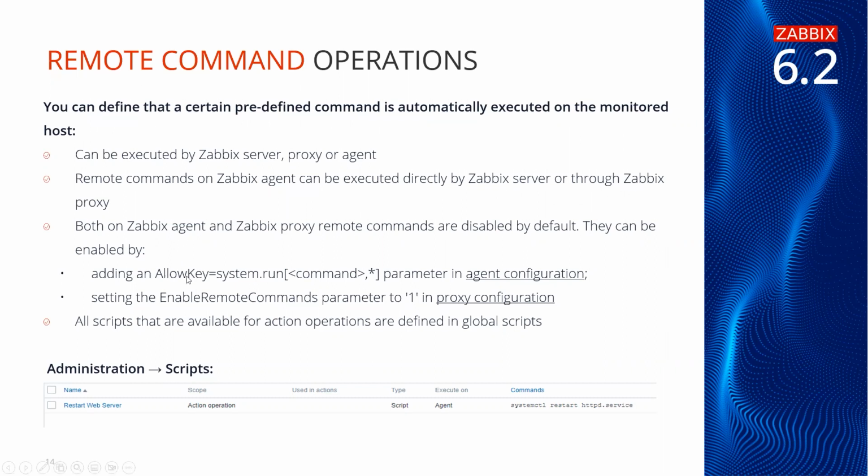Both on Zabbix agent and proxy, remote commands are disabled by default. I mean, it's a security issue. You don't want this to be enabled by default. But you can enable them by tweaking some configurations, where you have the allow key, and you can tell it system.run and the actual command that you want to execute, and some other parameters. In the agent configuration, you also need to enable remote commands on the proxy configuration.